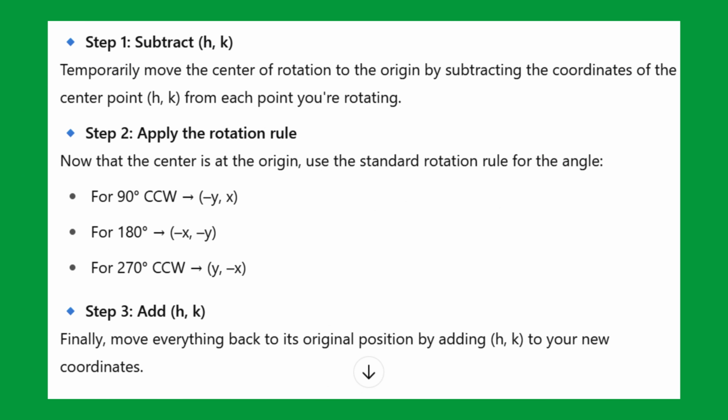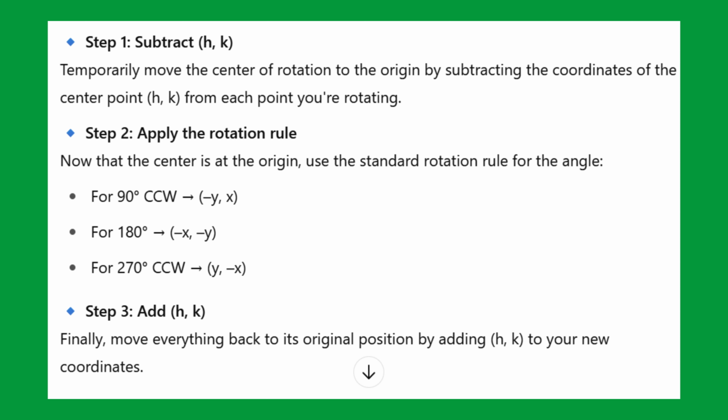Now, what if you are rotating a figure around a point other than the origin, but you still want to use the familiar rotation rules? There is a helpful three-step method you can follow, especially when the angle is 90 degrees, 180 degrees, or 270 degrees. Here are the three steps.